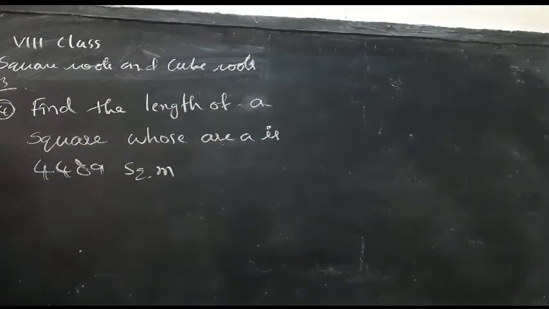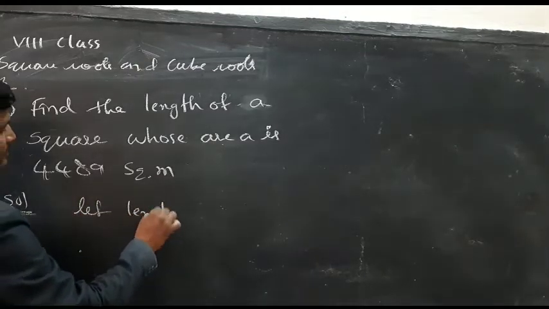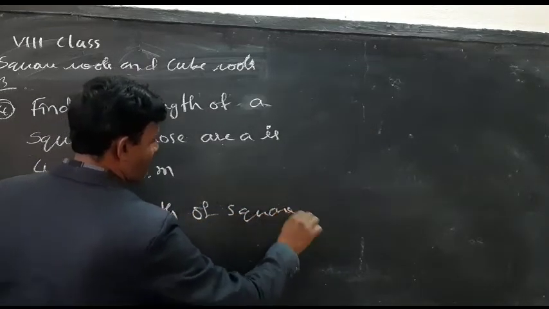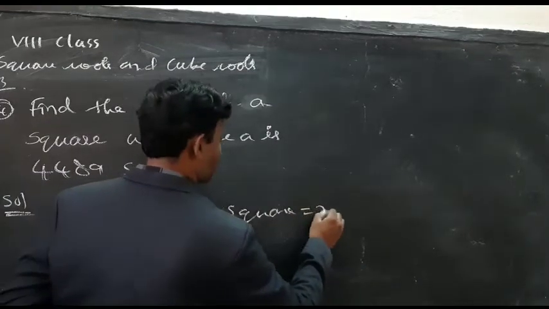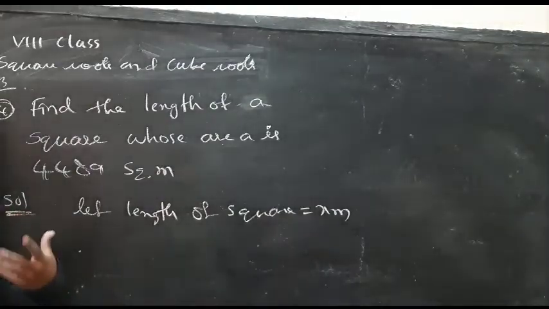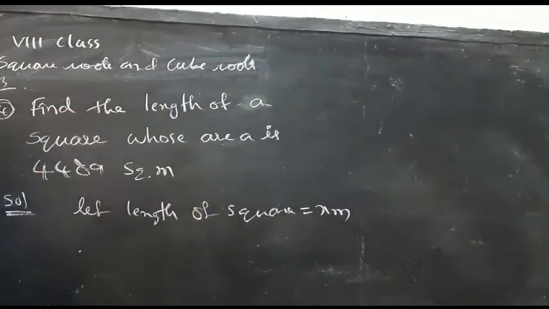Here is another question. Find the length of a square whose area is 4489 square meters. Solution. Let the length of the square be x meters. Why? Because I don't know the length of the square. I am taking that length as x. Let the length of the square be x meters.